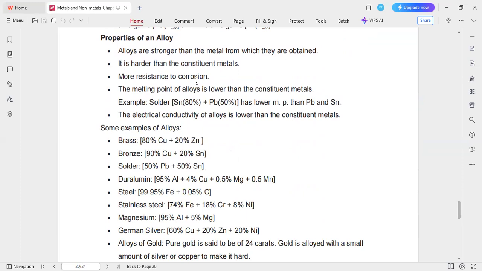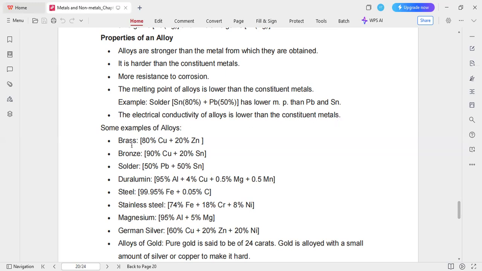Next, they are more resistant to corrosion. So they are not easily corroded, children. Next, the melting point of an alloy is lower than that of the constituent metals. For example, solder, tin 70%, lead 30%. It has a lower melting point than tin and lead. The electrical conductivity of an alloy is lower than that of the constituent metals.